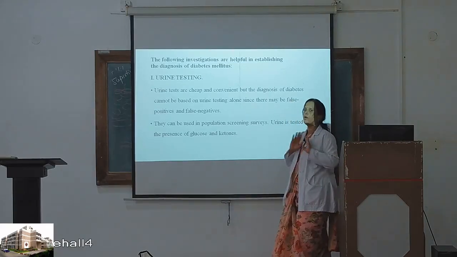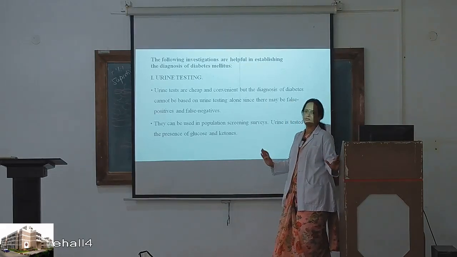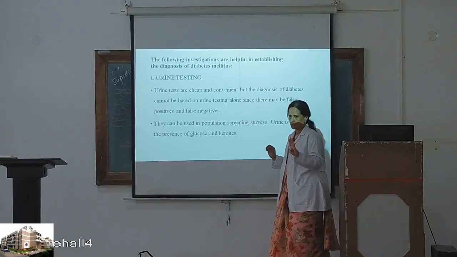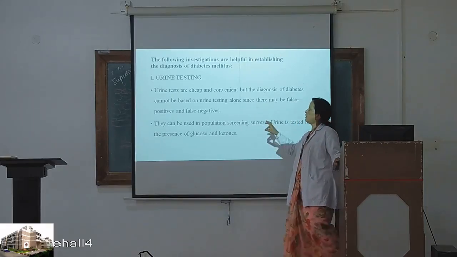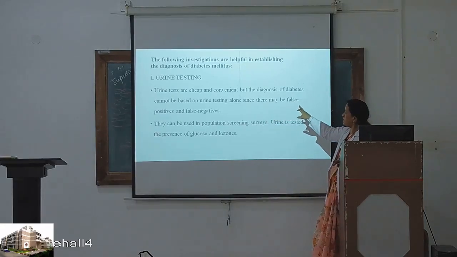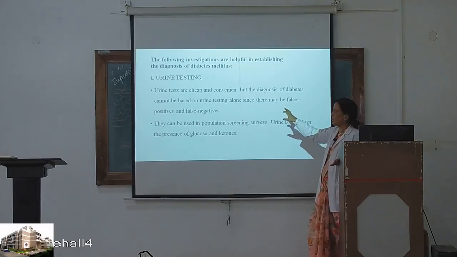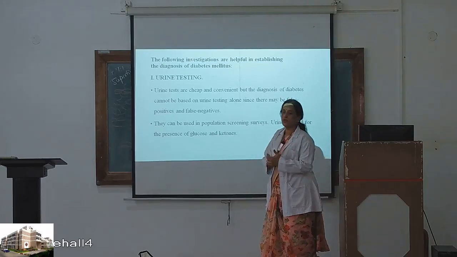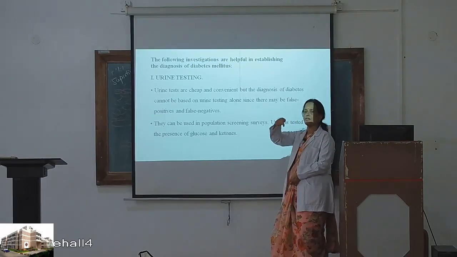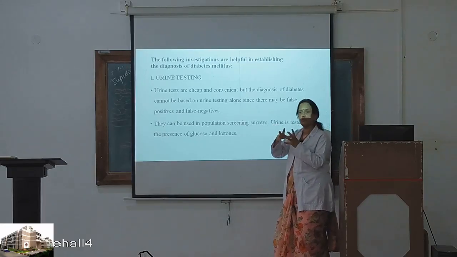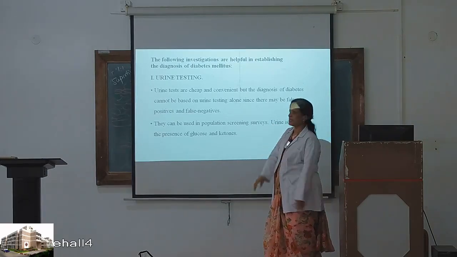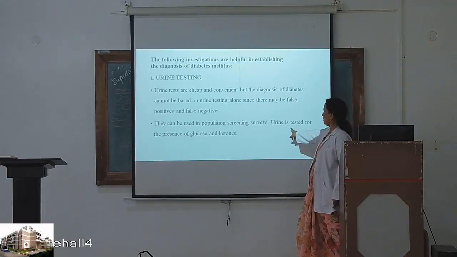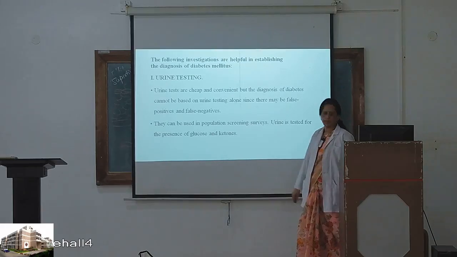Urine testing. You're all experts. You know how urine is tested for the presence of glucose. You know the causes of glycosuria. So urine tests are cheap and convenient, but the diagnosis cannot be done only on that, because we know that there are non-sugars which also give a false positive test. But with the strip reagent, there's no false positivity, because glucose oxidase is a specific test for glucose. So they can be used in population screening service. So urine is tested for the presence of glucose.